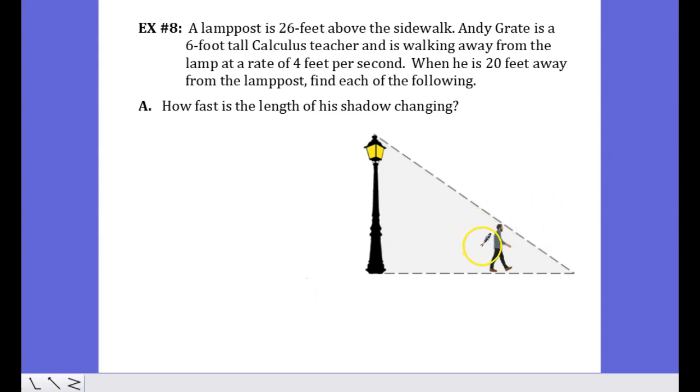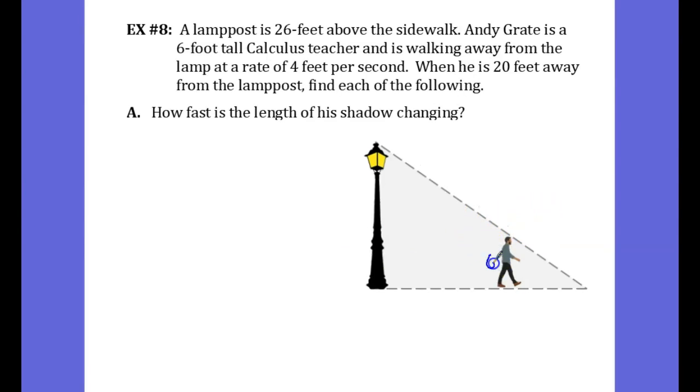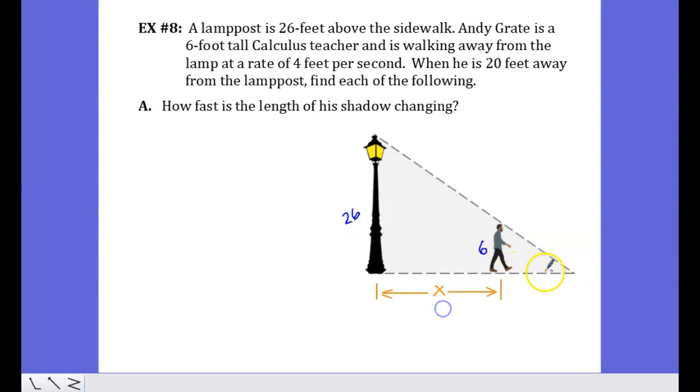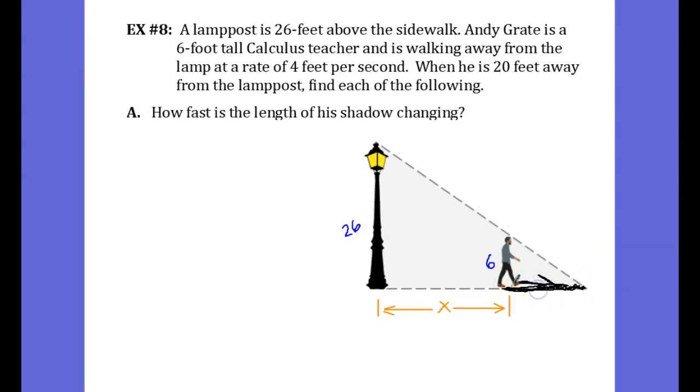So we've already got a picture. Let's start labeling it with things that we know. Andy is 6 feet tall. The lamppost is 26 feet tall. I don't know how far he is away from the lamppost at any particular time. We're interested in what happens at 20 feet, but this is changing, and so I need to model it with a variable. So let's call his distance from the lamppost x. Now the length of his shadow is the remainder of this triangle, so let's just call that y. So here's Andy's shadow, and we're going to call that y.